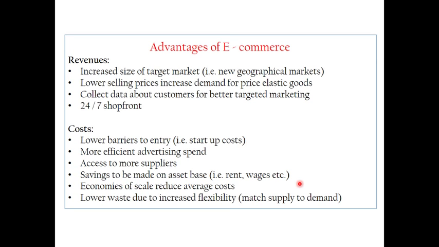So we save lots of money as a result of engaging in e-commerce, and those savings can then be passed on to our suppliers, tapping into this point we made about lower selling prices earlier on. Economies of scale reduce average costs, so if we can sell more stuff through the increased size of our target market, we're going to be able to increase our output, benefit from economies of scale, maybe experience curve benefits as well, and we lower average costs.